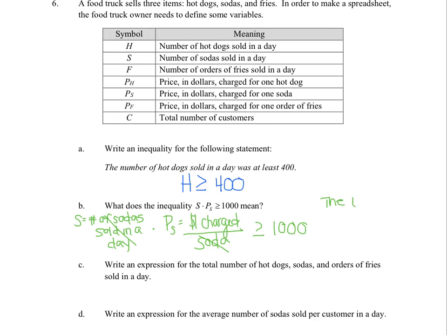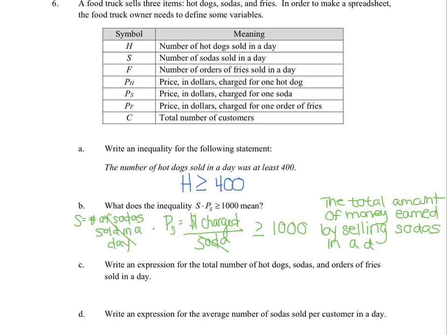So the total amount of money earned by selling sodas in a day was at least $1,000, because it could have been more or it could have been equal to 1,000.